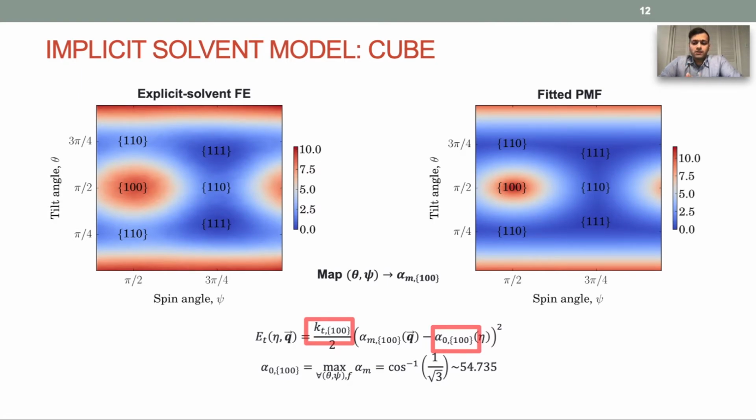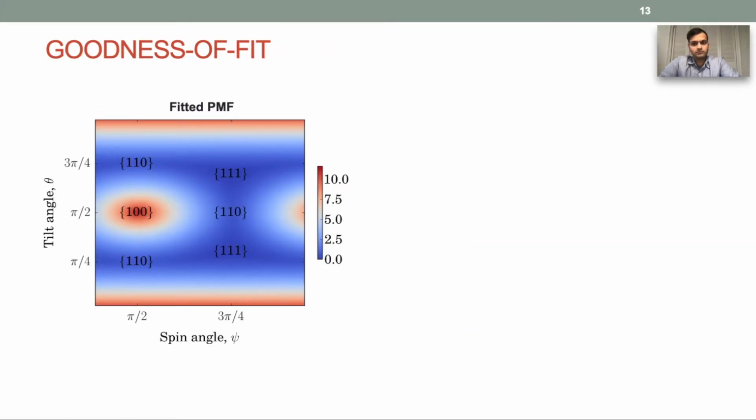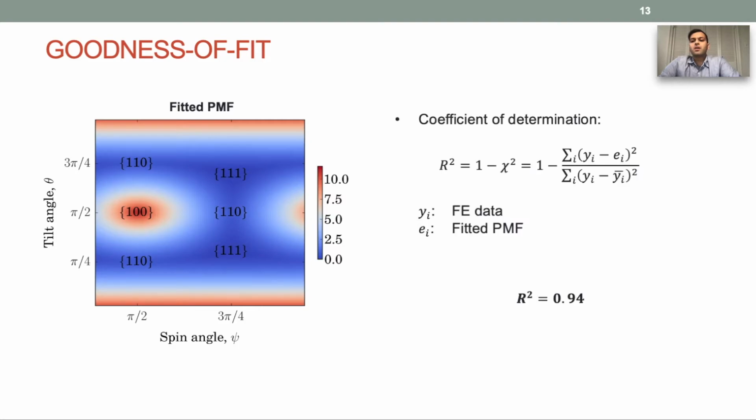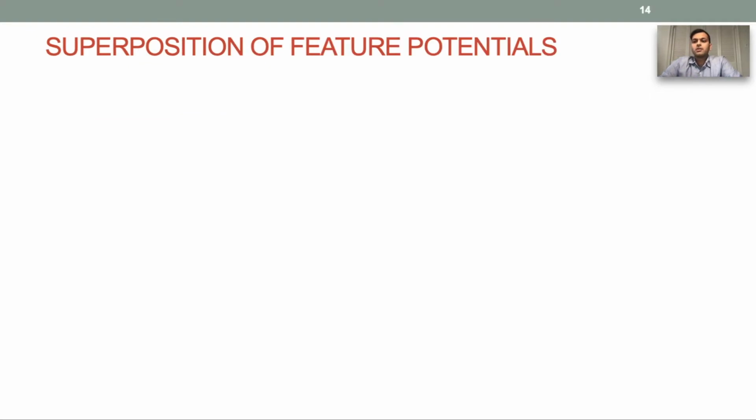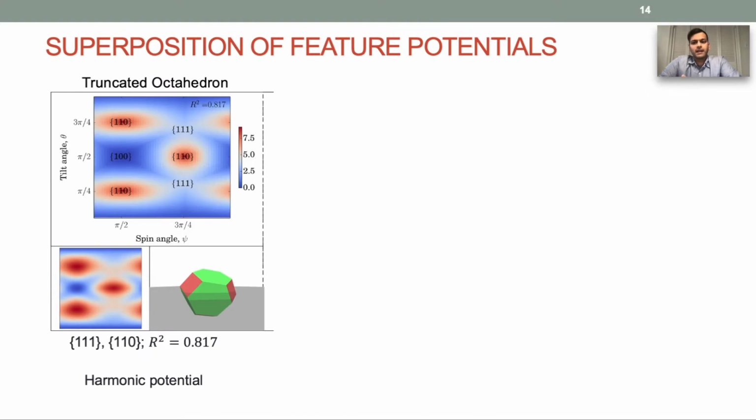To measure the goodness of fit, we report the coefficient of determination, R squared. A value of R squared equal to 0.94 can be interpreted as the model's ability to capture approximately 94% of the variance in the data. To improve the degree of this quantitative match, multiple features may be composed, as in the case of this truncated octahedron, where we can use a 111 and a 110 feature potential.